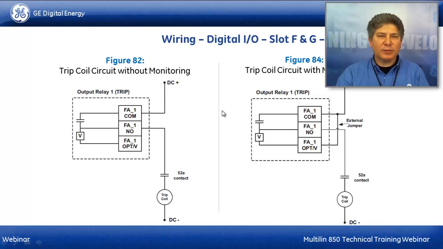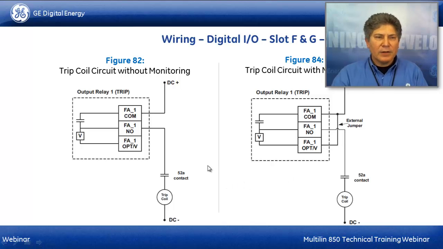Here's a diagram that's basically showing the trip coil supervision, how we would wire it up if we were using the voltage monitoring, and if we were not using the voltage monitoring. If we're not using the voltage monitoring, then we're using these 2 terminals. And if we are using the voltage monitor, then we need to add a jumper in between these 2 points.